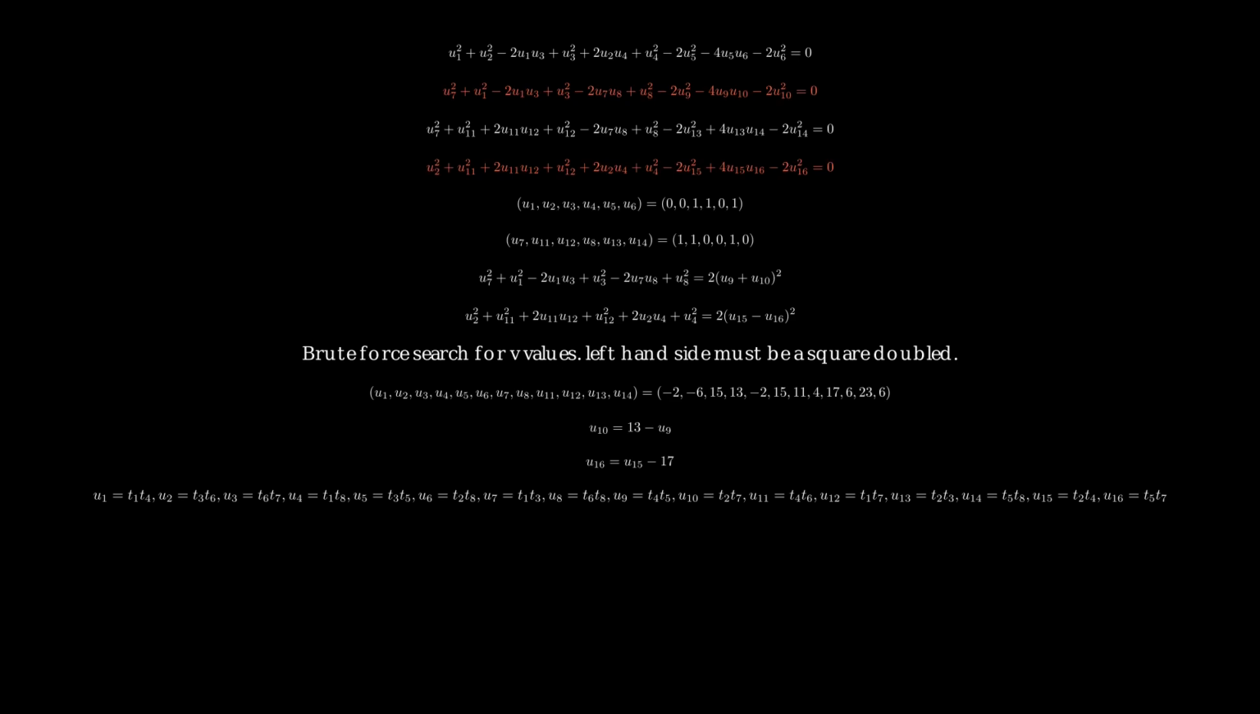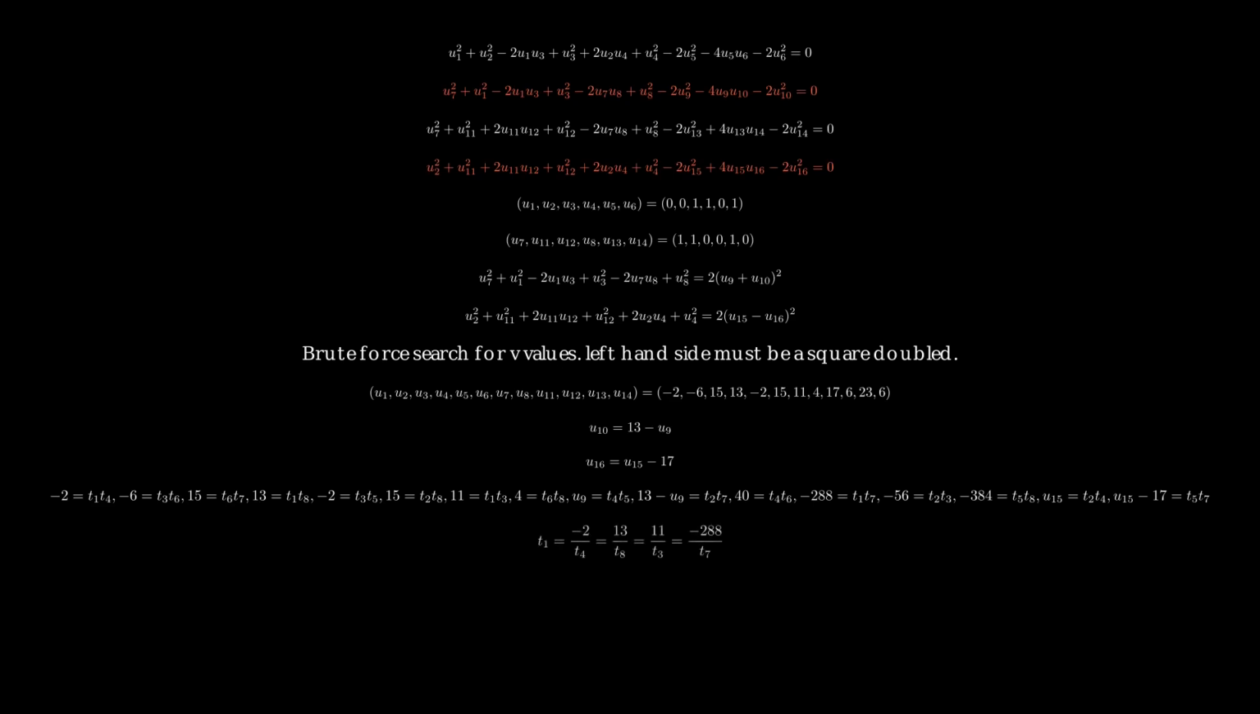So this is what happens when plugging in our u values. Let's try and solve one of the t's, t1. Notice that t1 is sprinkled in multiple of these equations we defined, so it has to equal multiple values. This is what those would look like. Notice the 13 over t8 and 11 over t3.